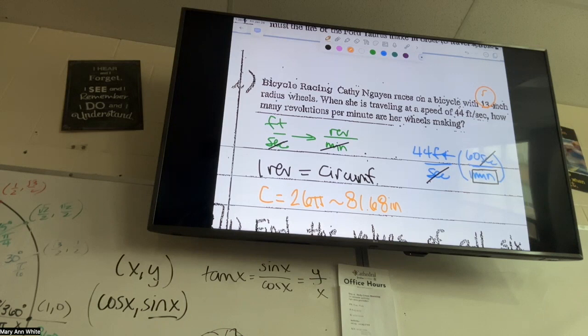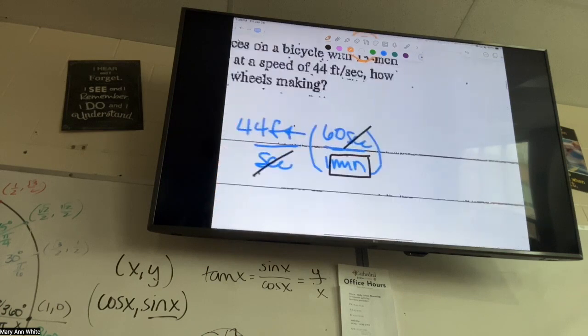The conversion factor I'm going to use in a minute is 1 revolution equals this 81.68 inches. So at one point, I'm going to have either the 1 revolution on top and that 81.68 inches on bottom, or vice versa, so I can get that revolutions in. I don't think I'm ready to do that yet, because do I have revs or inches on my problem yet? No, I've got feet.